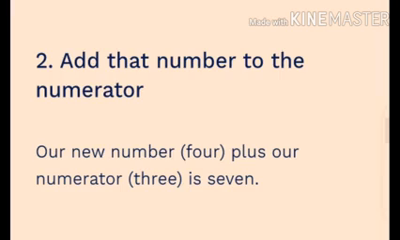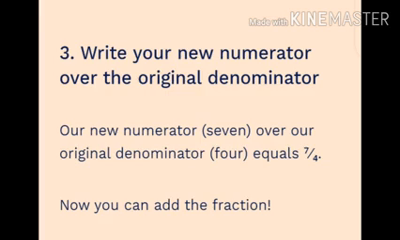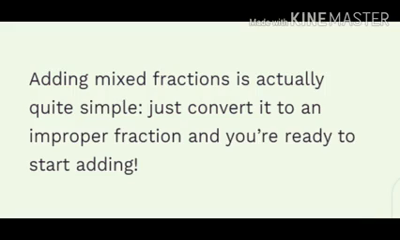4 ones are 4. In the second step, add that number to the numerator. The number we got was 4 and we'll add 3 to it and we'll get 7. So 1 whole 3 by 4 as an improper fraction is 7 by 4. Write the new numerator over the original denominator and it will be equal to 7 by 4. Now you can add the fractions. Keep this in your mind.